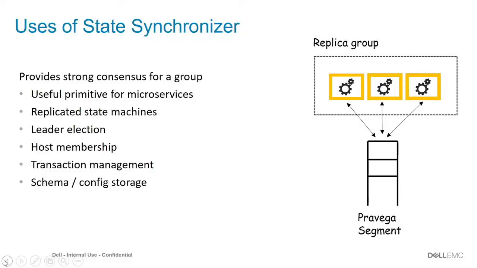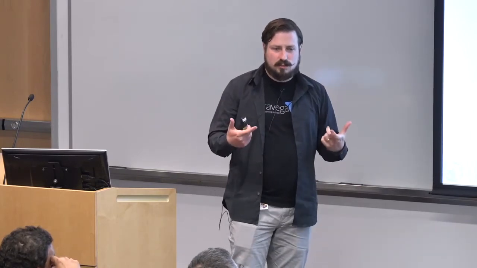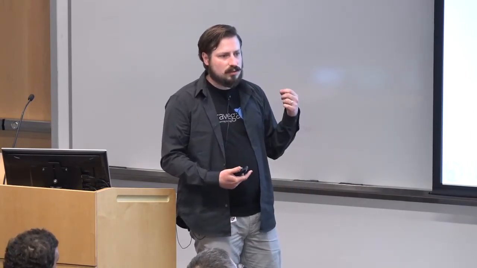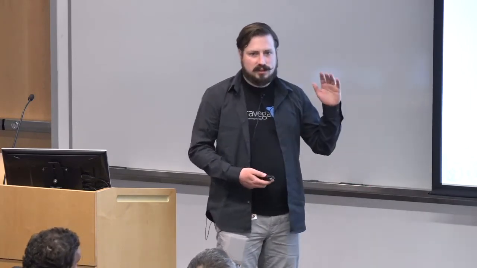So this opens up a lot of interesting possibilities. We use this a lot internally. We certainly use it. I'm going to go into some of the ways we use it on writers and readers. But it's a really useful primitive for building microservices because it gives you a replicated state machine that can be shared across multiple machines. So you can use this to do host membership, leader election, all those things because it has guaranteed consistency.